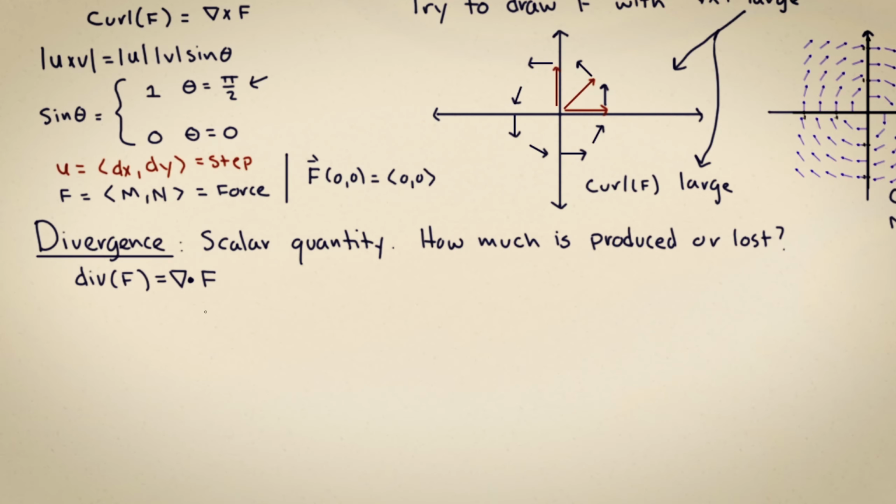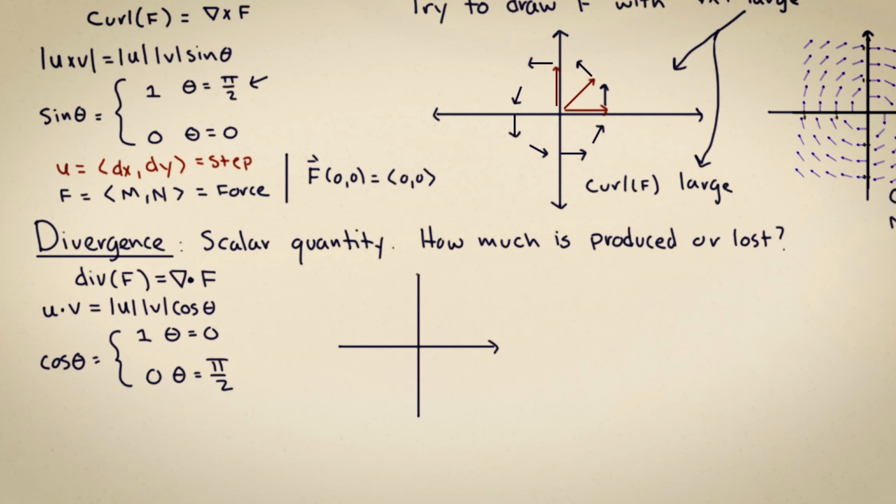Okay, now I'm going to try to convince you that del dot F should be a measurement of how much the vector field is being produced or lost at a point. So the behavior of del dot F depends on the cosine of the angle between the vectors, and cosine is largest when the vectors are parallel.